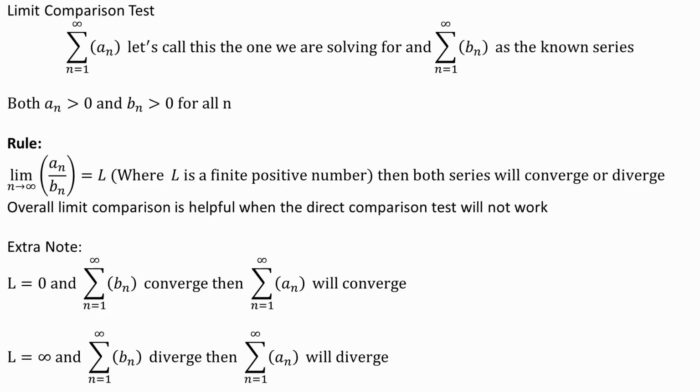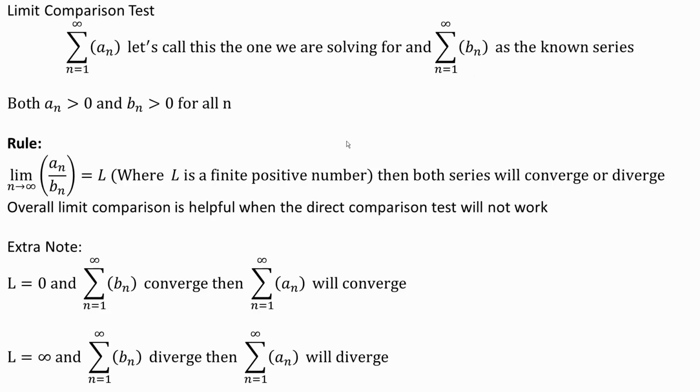In this video, we will go over the limit comparison test. With the limit comparison test, we have one series that we don't know what will happen, but the other series we do. If the limit as n approaches infinity of a sub n divided by b sub n is equal to L, where L is a finite positive number, then both series will either converge or diverge. It will be based off of the known series.